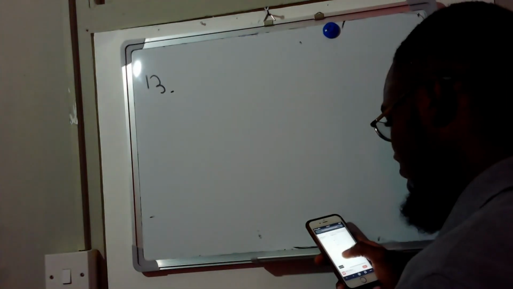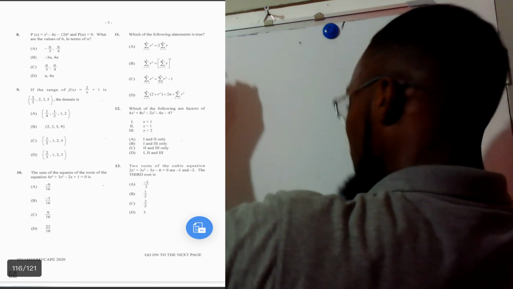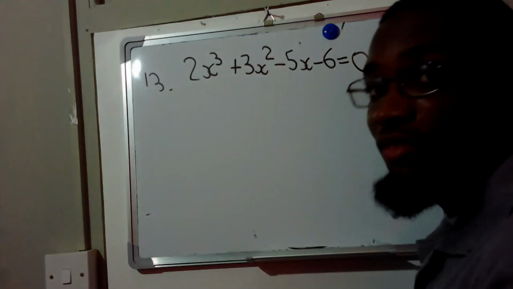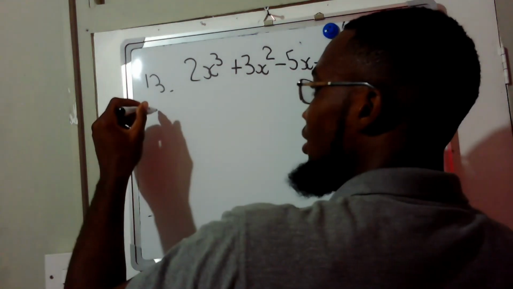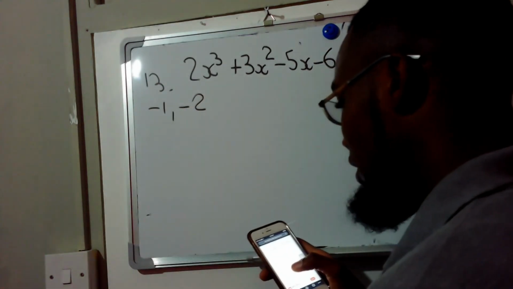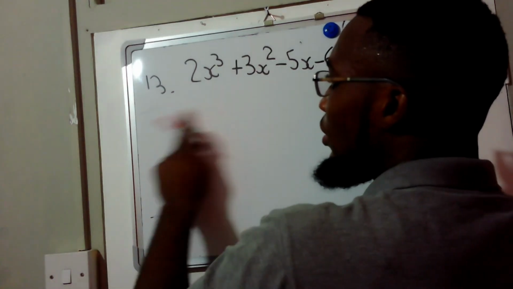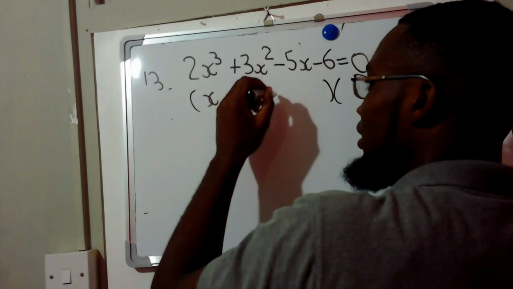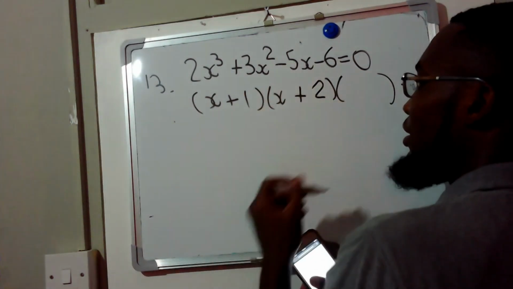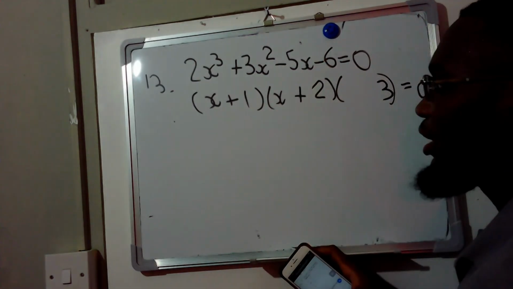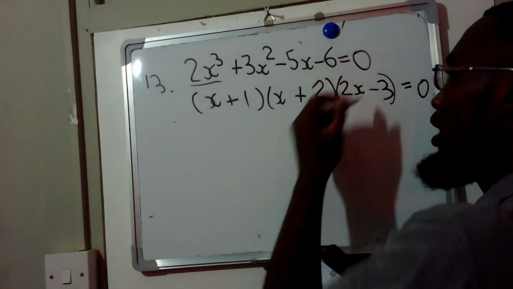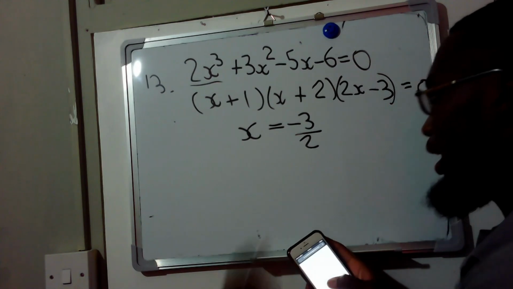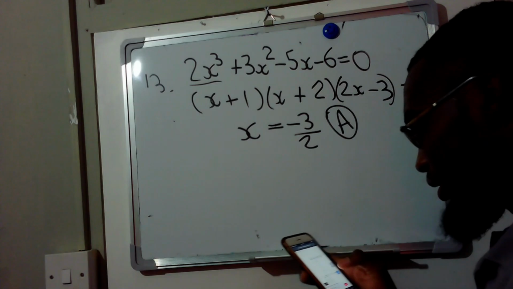Number 13. They tell us that two of the roots of 2x cubed plus 3x squared minus 5x minus 6 equals 0 are given: a root is -1, another root is -2. Find the third root. Now look at this, guys. If you were to factorize this expression, we know a cubic has 3 factors. So if -1 is a root, x plus 1 is a factor. And if -2 is a root, x plus 2 is a factor. In order to get a 6 here, you need a 3. In order to get 2x cubed, you need a 2x here. You need a minus in order to get negative. So the next root is x equals -3/2. That is option A. That's number 13.